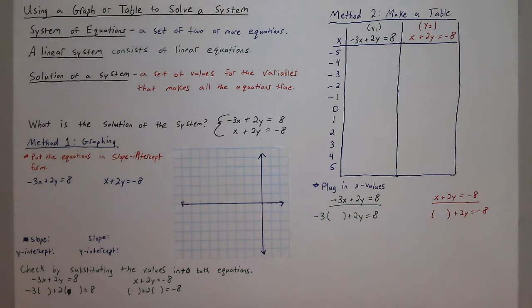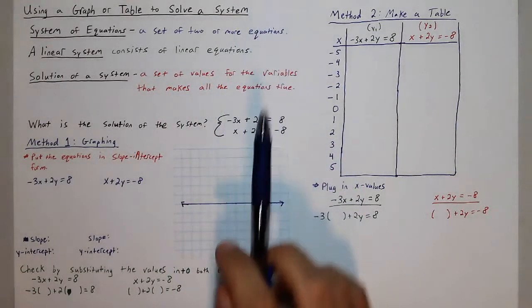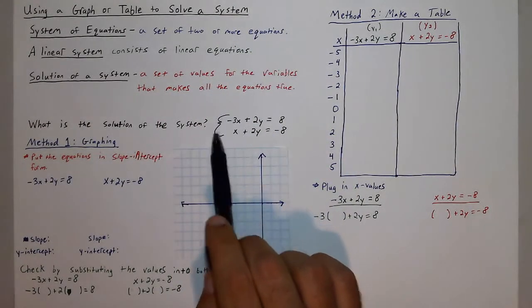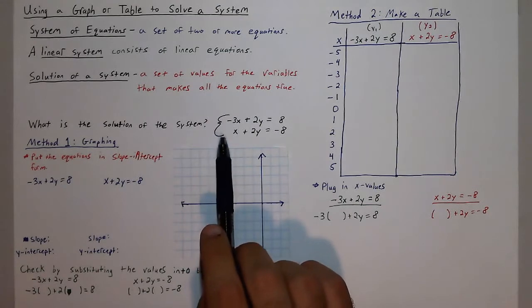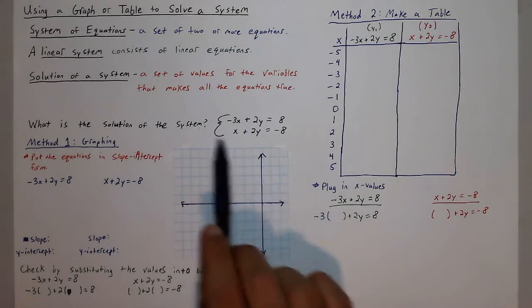In this video, we are going to learn how to use a graph or a table to solve a system of equations. Now, to start out, a system of equations is a set of two or more equations. Very simple. If you look down here, this little curly brace is known as a set, and then there are two equations in that set. So this is a system of equations.